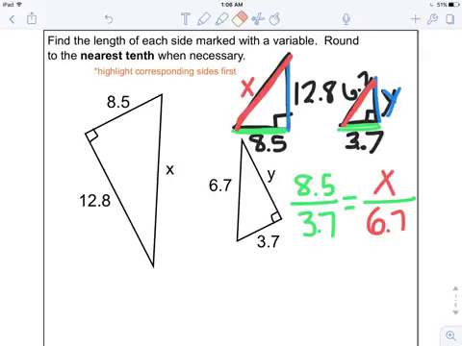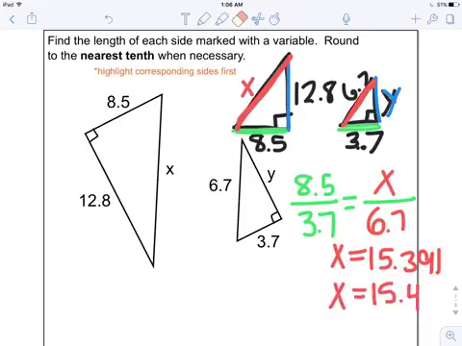Okay, and then when I solve that proportion, you can grab your calculators and do it with me. I do 8.5 times 6.7 divided by 3.7, and I get x equals 15.391, and it kind of keeps going. But it asks us again to round to the nearest tenth, so that would be x equals 15.4.